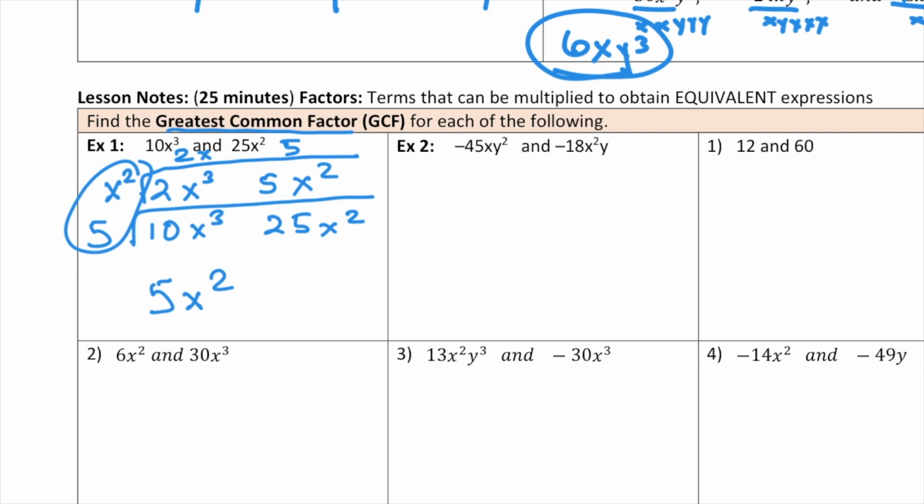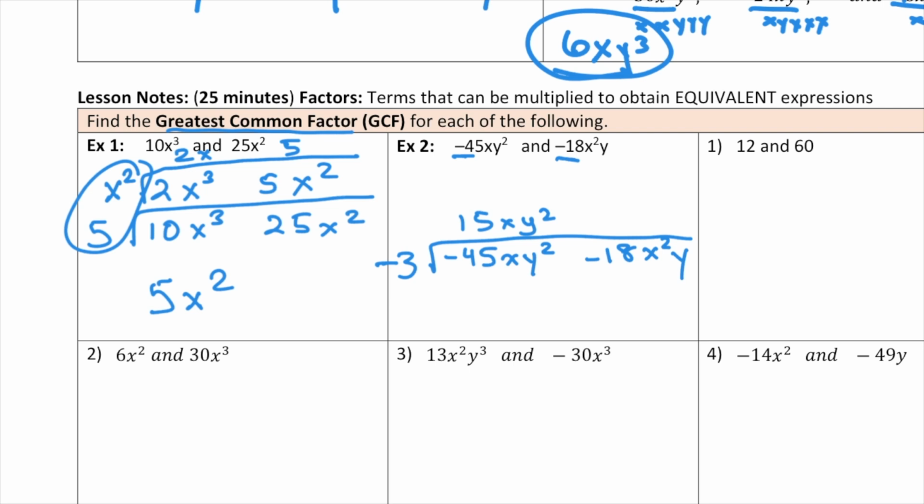Now let's look at number 2. Notice they have a negative 45 and a negative 18. What number divides into both negative 45 and negative 18? So if you're looking at it and you say negative 3, you are almost right. Let's try it. Pull in the negative 3. That gives you a 15xy squared and a positive 6x squared y. But notice 15 and 6, they have another 3. So let's divide that one out. That gives us 5xy squared and x squared y.